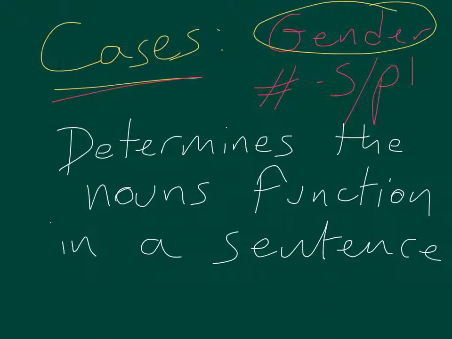This is a central concept to Latin. So what do I mean by determine a noun's function? Well, among other things, it can tell us if a noun is a subject or whether it's a direct object. So in some situations, a noun will have a subject ending, and in other situations, it'll have a direct object ending.